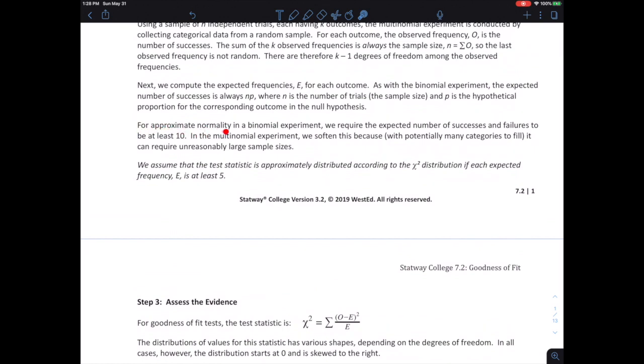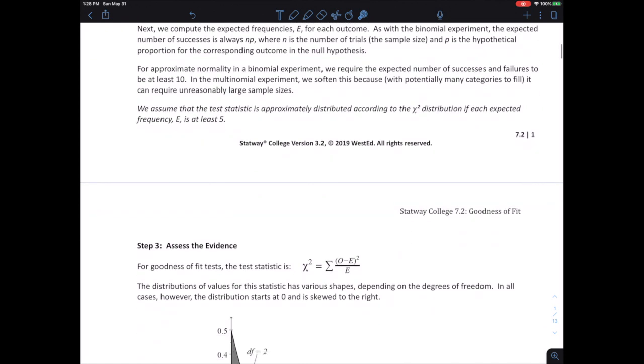For approximate normality in a binomial experiment, we require the expected number of successes and failures to be at least 10. In the multinomial experiment, we soften this because with potentially many categories to fill, it can require unreasonably large sample sizes. So, we assume that the test statistic is approximately distributed according to the chi-square distribution if each expected frequency E is at least 5. And remember, the chi-square distribution is sort of an extension of the normal distribution. So those rules for approximate normality sort of find their way here.